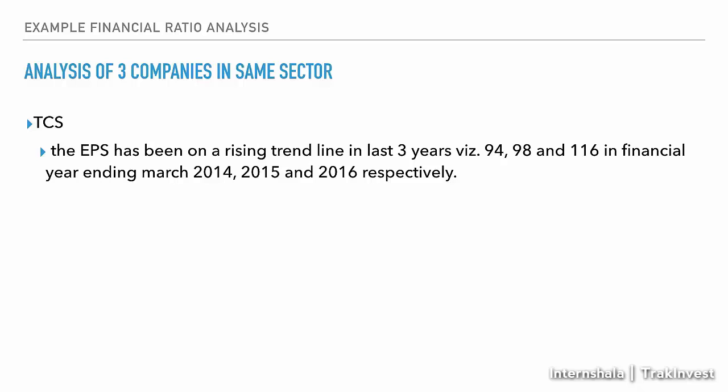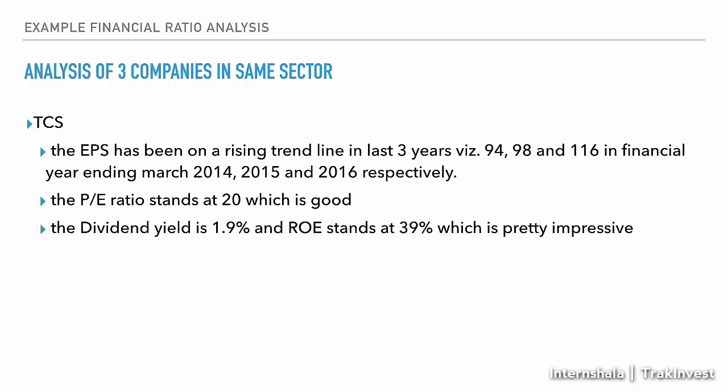TCS. The EPS has been on a rising trend line in the last 3 years at 94, 98 and 116 in financial years ending 2014, 2015 and 2016 respectively. We already showed you the calculation of 116. You should have arrived at 94 and 98 with the same process. In the same way, the P/E ratio stands at 20, which is good. The dividend yield is at 1.9% and ROE stands at 39%, which is pretty impressive.